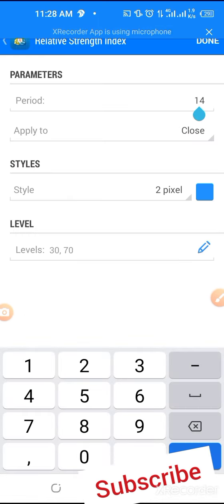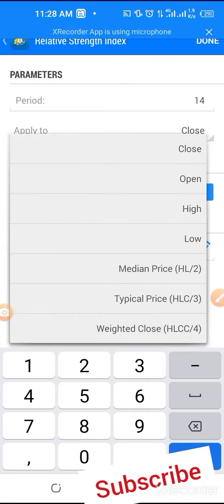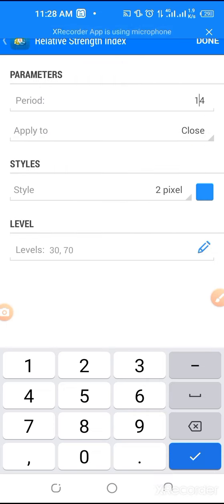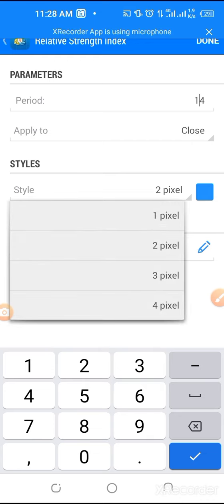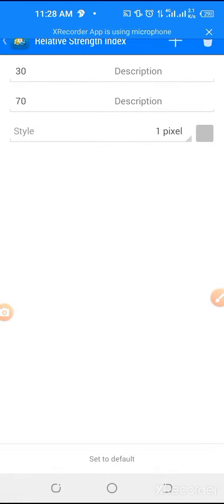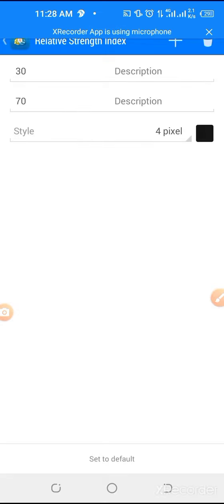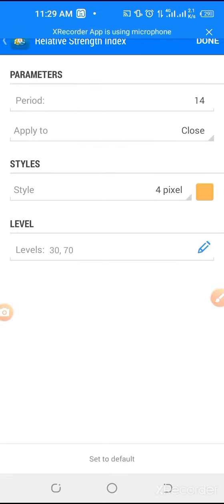I want to leave it at 14, but I prefer the style to be okay. Let's leave the style to close. Let's change this to 4 and let me use this color. All right, the level 70/30 is fine. I want to make it bold. All right, so let's add a line to that, black. So I go back once and then I click on done.